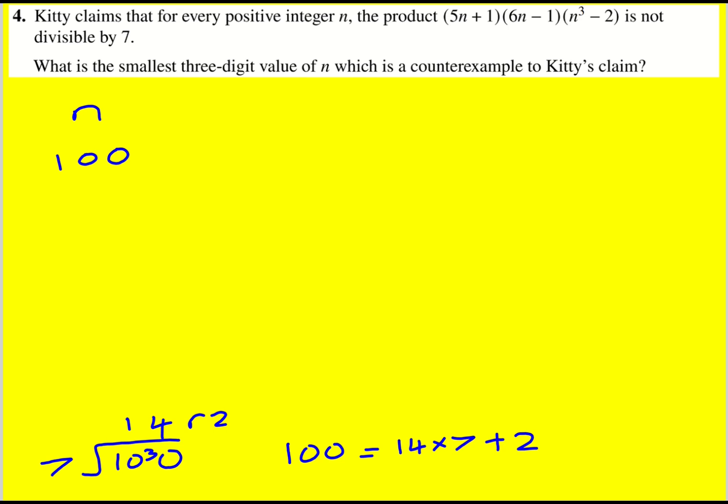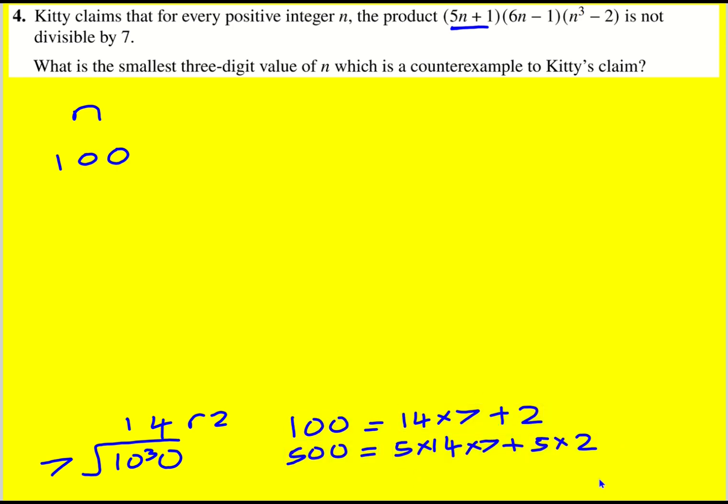And from that, I can now work out what the remainder of 500 is going to be, because I would just times everything through by 5. It would be 5 times 14 times 7 plus 5 times 2. So my remainder would be 10. Now I know it wouldn't actually be 10. I would then take another 7 out and I'd get 3. But the point is, I'm trying to look for a remainder of 0 or a multiple of 7, because then I'll know I'm there. So it's okay to say the remainder is 10, even if really it's 3.